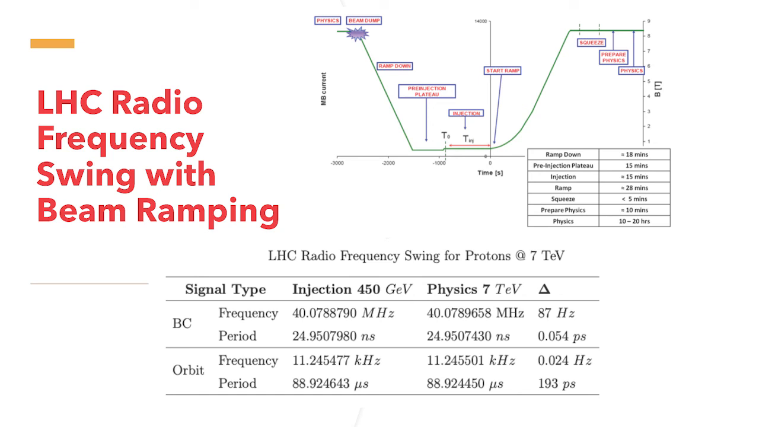When these particles are bunched together and rotated, they are called bunches of particles, and the clock at which they are rotated is called the bunch clock. The frequency is 40 megahertz. There is also an orbit frequency; you can take the example of a circulating bus. This entire set of bunches rotates at around 11 kilohertz or so. So that gives you the concept of how the radio frequency swing happens with beam ramping.